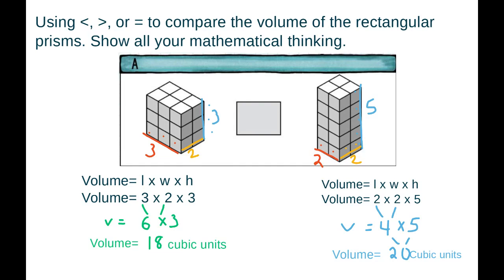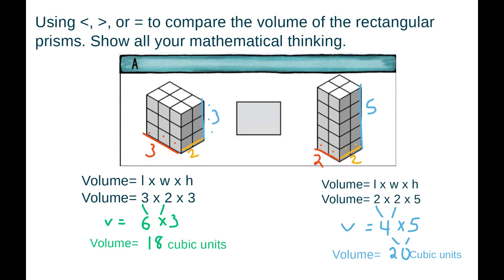Now that we calculated the volume for the first and the second, the first one is 18 cubic units and the second one is 20 cubic units, we can now find out which prism has more cubes. Is it the first prism or the second prism? Which prism has more cubes? So remember, the first prism has 18 cubes and the second prism has 20 cubes.